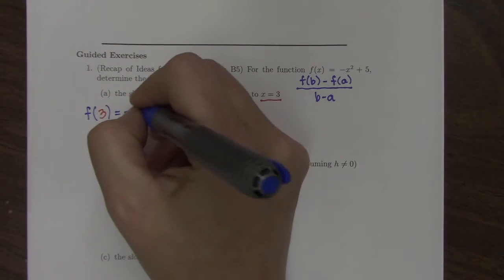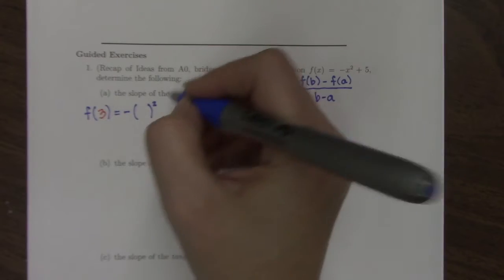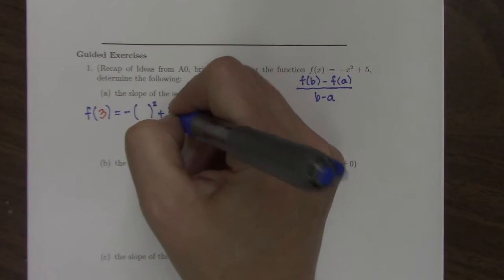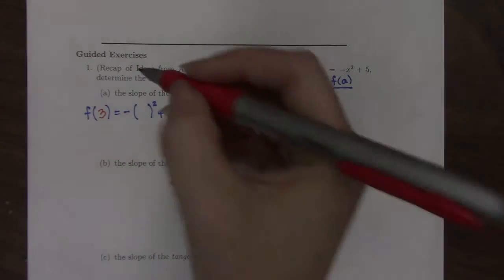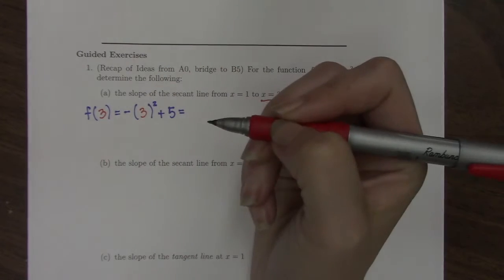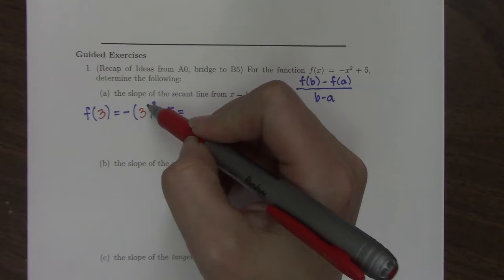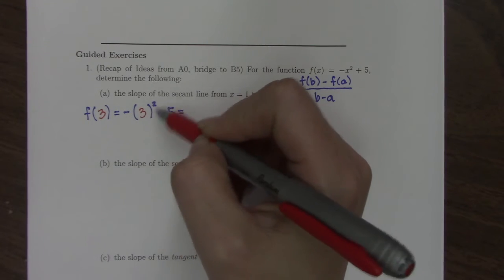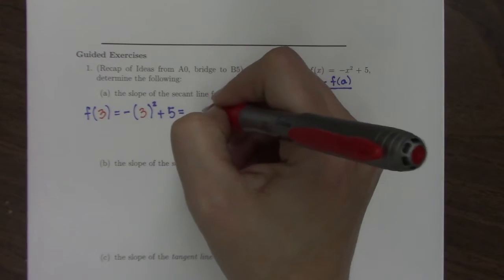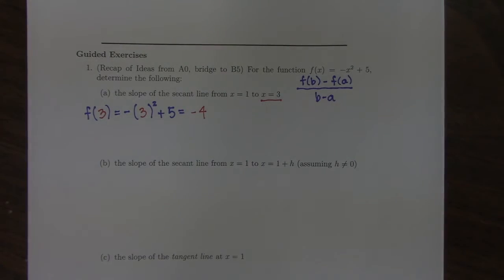And so in my formula, everywhere I have an x, I'm going to plug in 3. So I get negative 3 squared plus 5. And so this is 9 times negative 1. So I get a negative 9 plus 5. And this gives me negative 4.